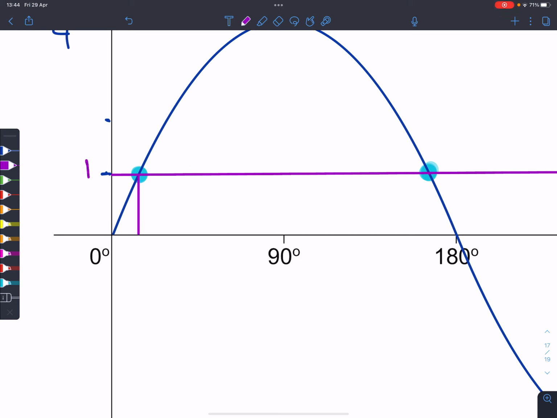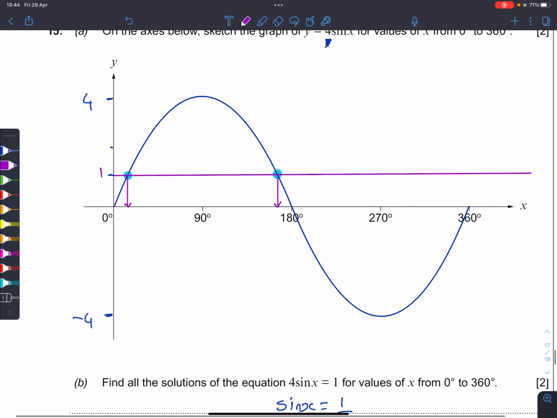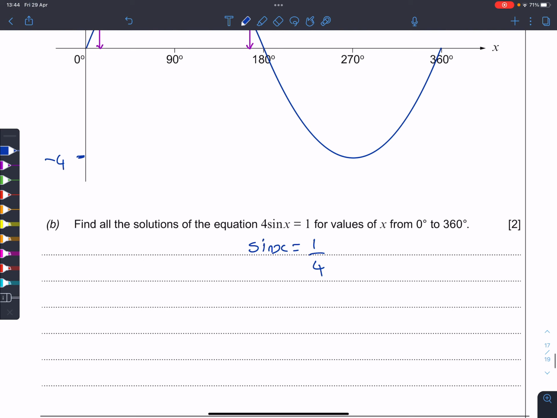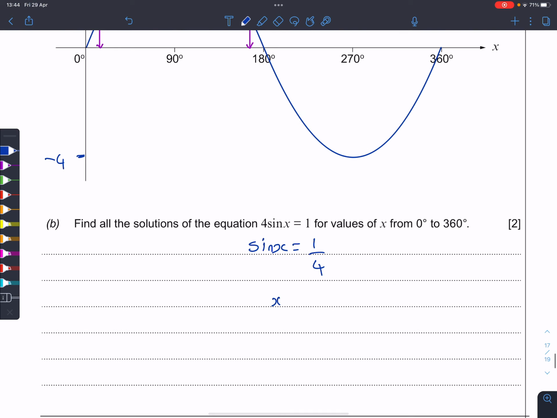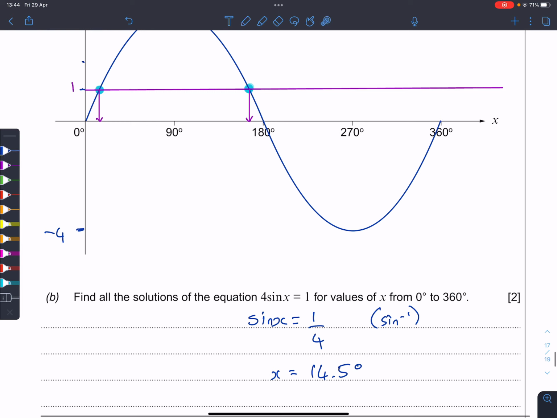Okay, so you've got one solution there and another one there. So let's figure out what this is going to be. So we're going to inverse sine both sides. So if I do inverse sine of a quarter, it is 14.5. So because this solution here is between 0 and 90, that is actually your 14.5.